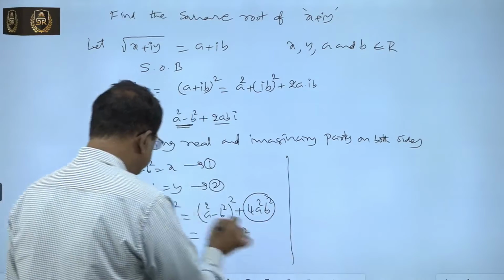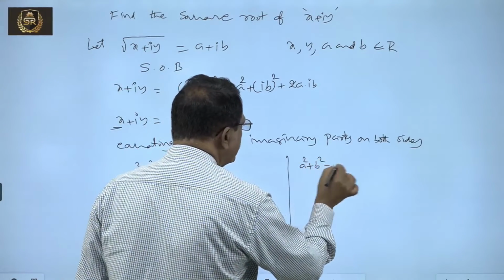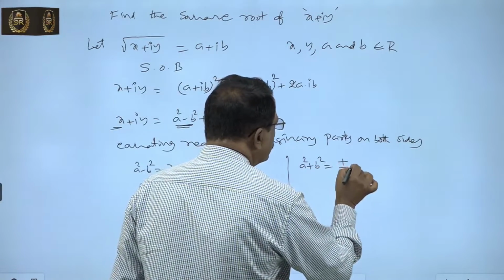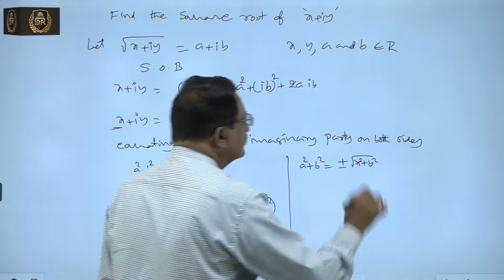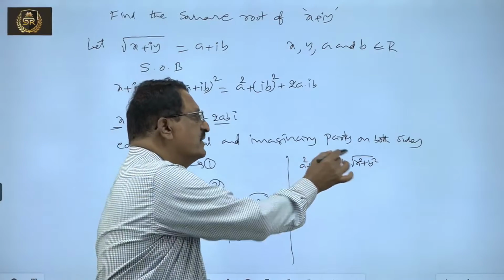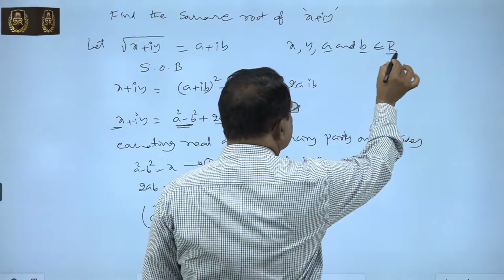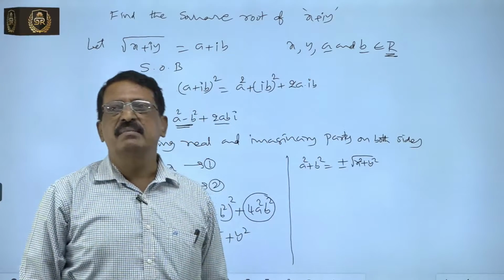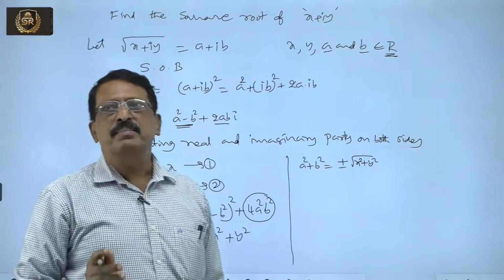Now a squared plus b squared equals plus or minus the square root of x squared plus y squared. But here a and b belong to real numbers, then a squared plus b squared must be a positive quantity.